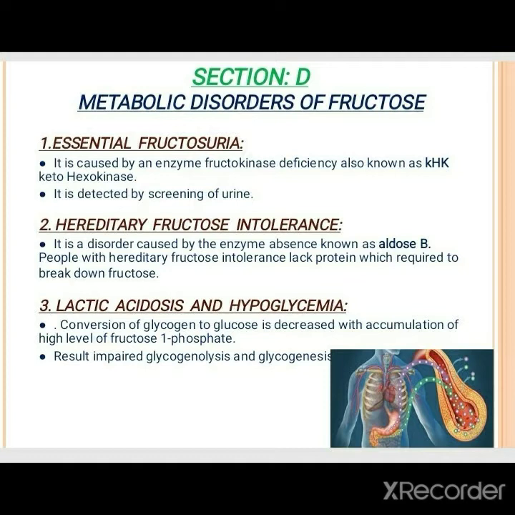The other disorder is lactic acidosis and hypoglycemia. Conversion of glycogen to glucose is decreased with the accumulation of high levels of fructose 1-phosphate. Fructose 1-phosphate is a competitive inhibitor of phosphorylase, an enzyme that causes the conversion of glycogen to glucose. It results in impaired glycogenolysis and gluconeogenesis. Its symptoms include vomiting, diarrhea, and hepatomegaly, etc.